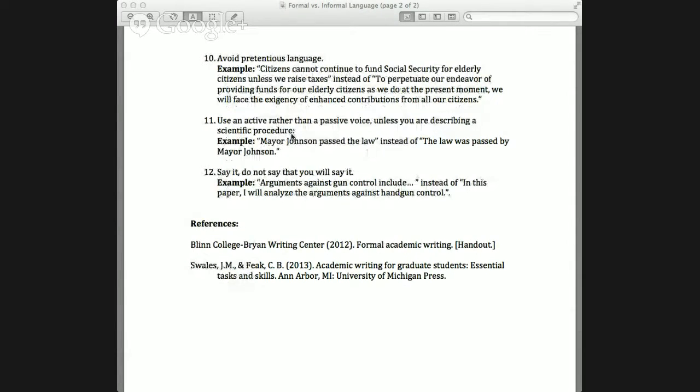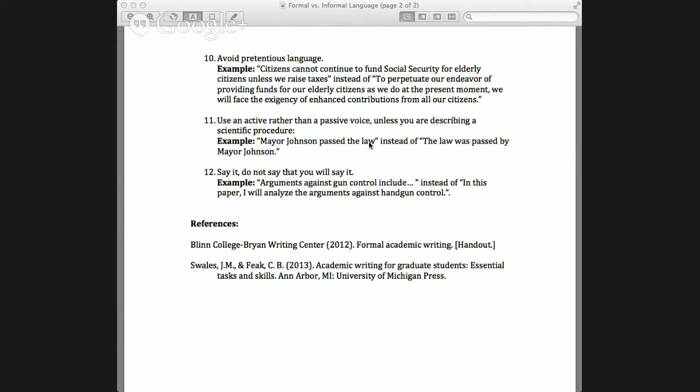Number 11 here, use an active rather than a passive voice unless you are describing a scientific procedure. Okay, so accepting scientific procedures, this is actually a pretty big one, using an active voice rather than a passive voice. So here's the example of the passive voice. The law was passed by Mayor Johnson. Okay, and the active voice is Mayor Johnson passed the law.